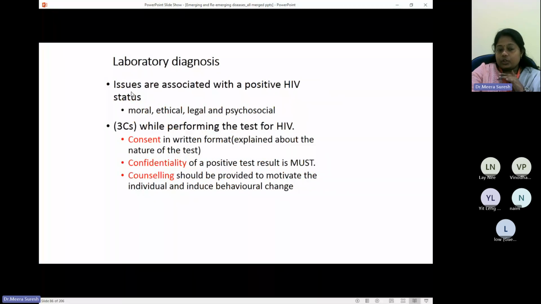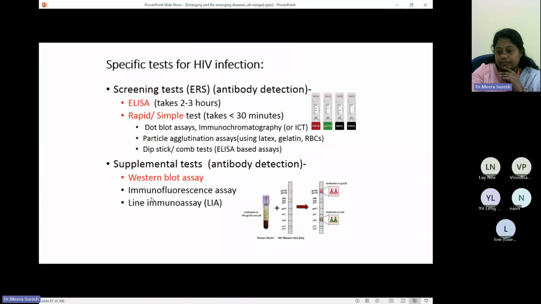Then in laboratory diagnosis, when we are doing this HIV test, we should be careful because there are moral, ethical, legal, and psychosocial factors. It is not like any disease; getting to know we are HIV positive, the psychology will be affected. So three C's are very important while performing the test for HIV. One is consent in written format, then confidentiality. If it is a positive test, there should be confidentiality, and counseling should be provided to motivate the individual and to induce behavioral change.